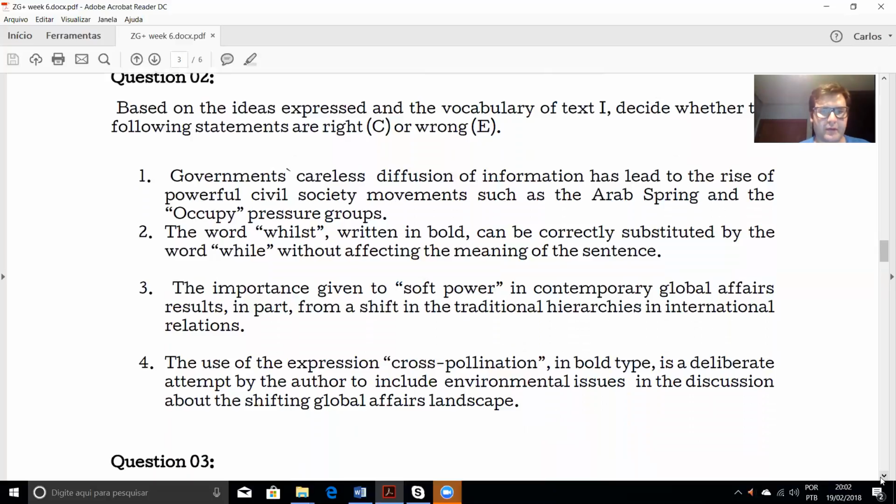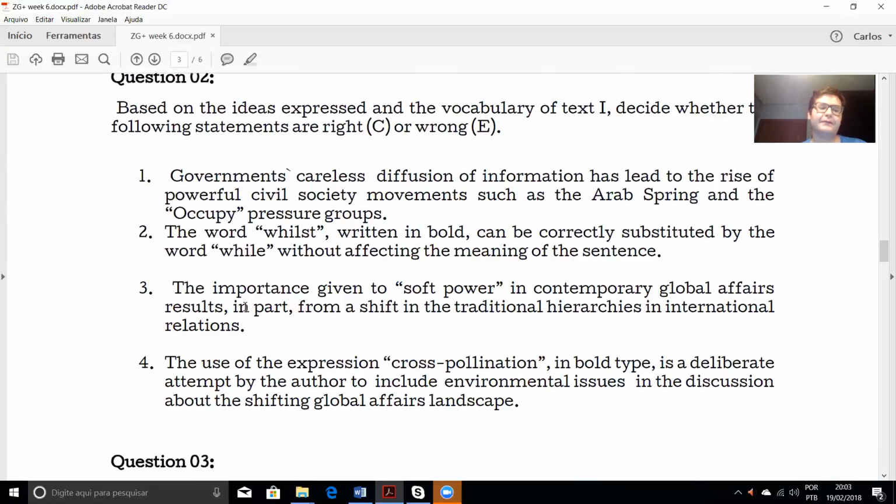Question two, item three. Here we go. The importance given to soft power in contemporary global affairs results in part from a shift in the traditional hierarchies in international relations. Okay. And this one is correct. What saves this one here is the "in part," because the shift in the traditional hierarchies in international relations is one of the trends that he was talking about. It is part of the explanation, it is not the whole explanation.